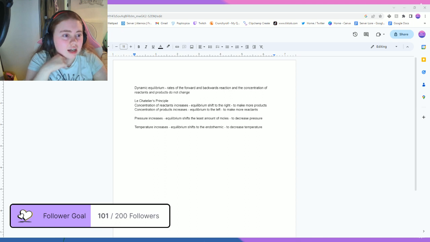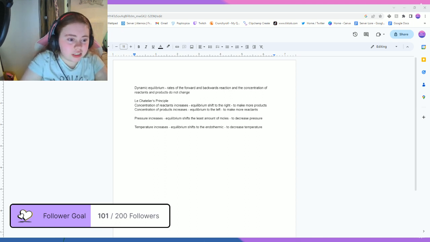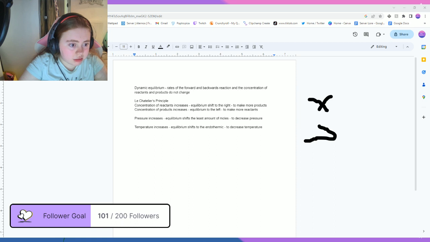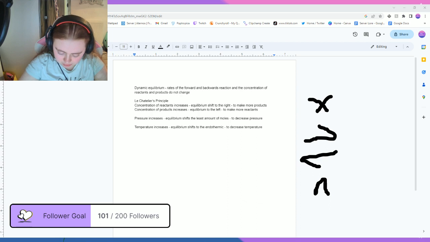wait, I can make a diagram, guys, to show you. Let me just put X there. I absolutely love this feature. Okay, yeah, it actually works.